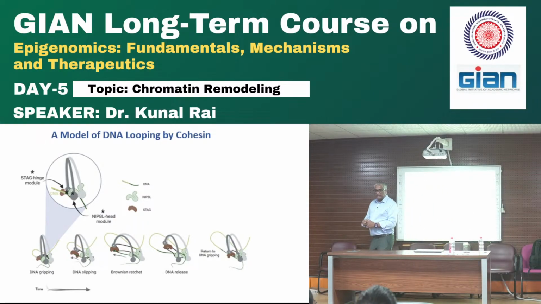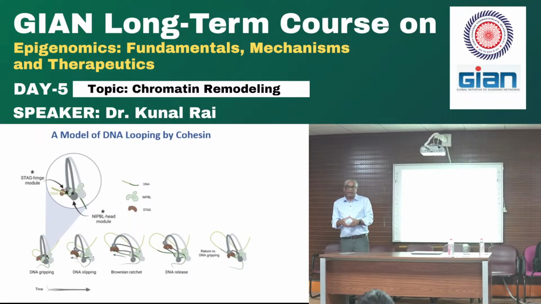Okay, that looping is random until it hits the CTCF sites. So this extrusion will keep happening till it hits the CTCF sites, where the ring cannot do anything anymore.